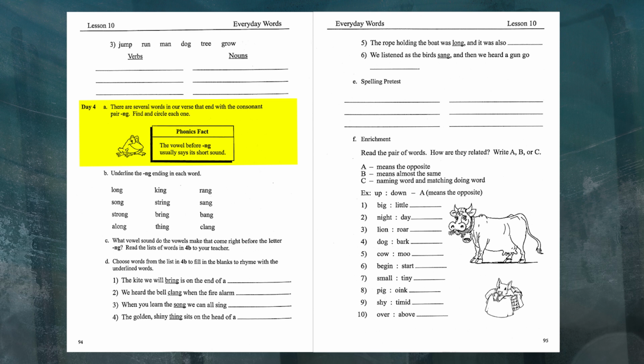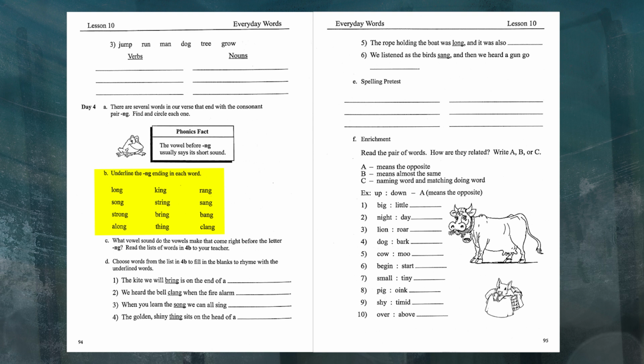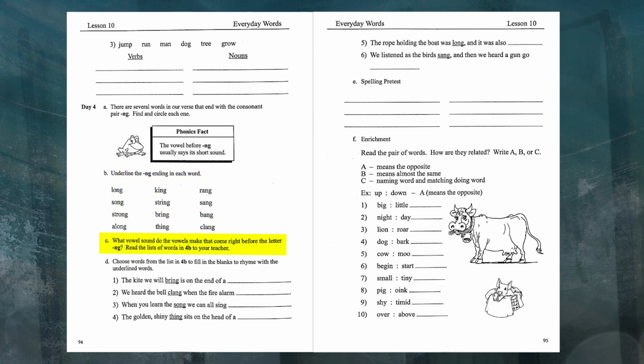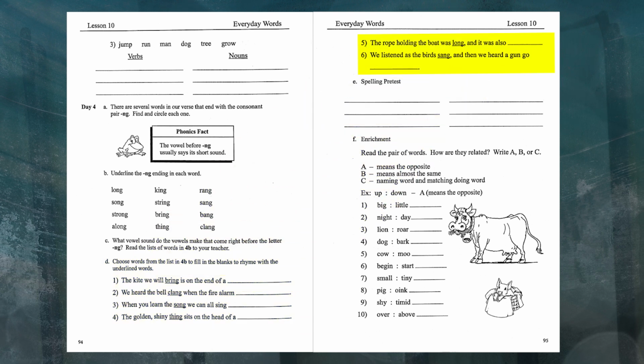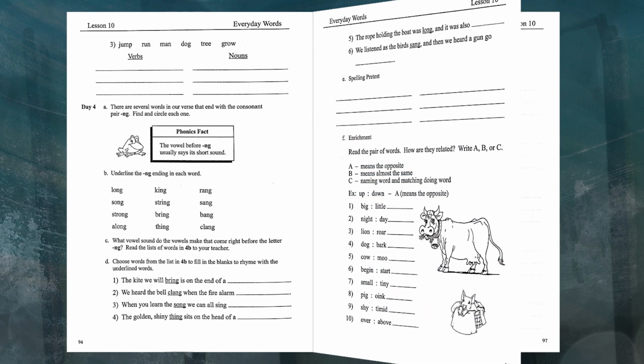Thursday starts with a phonics fact. The vowel before an NG usually says its short sound. Look at the list of words shown and underline the NG in each word. Notice the vowels. Read the list of words to your teacher. Complete the exercise filling in the sentences with these words. Take your spelling pretest and decide if you'll do the optional enrichment activity about opposites.